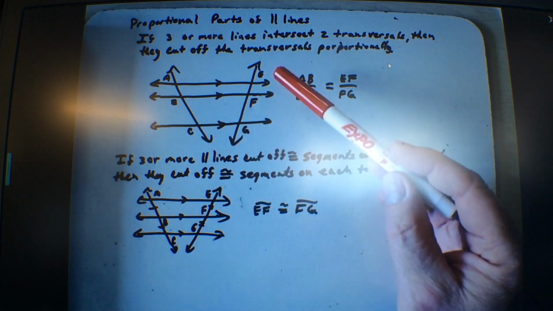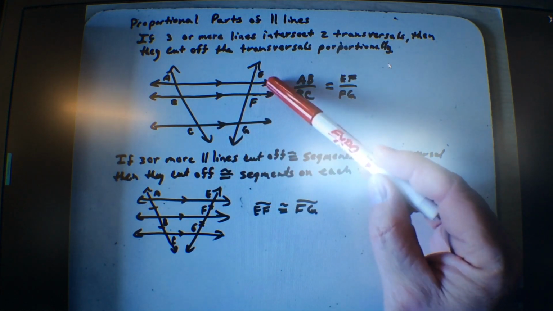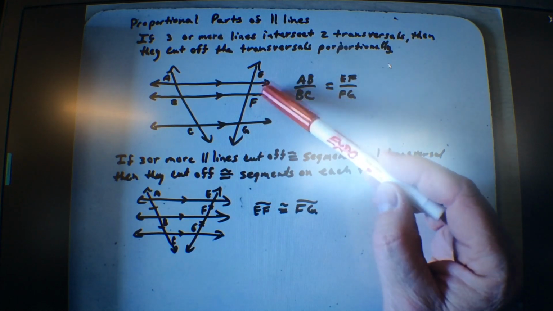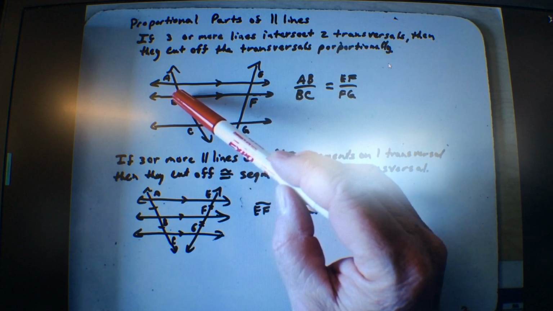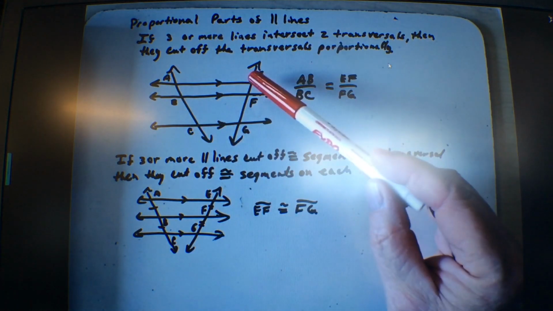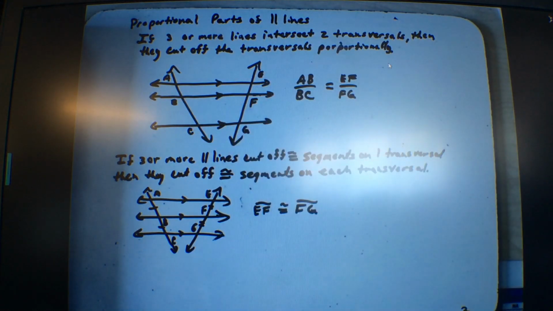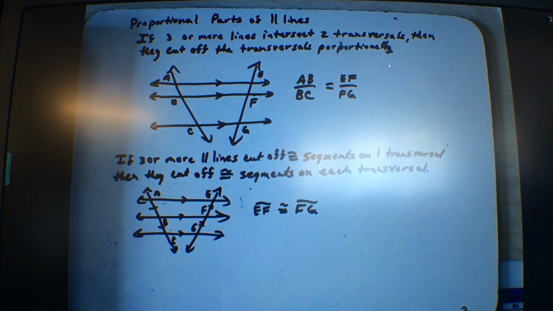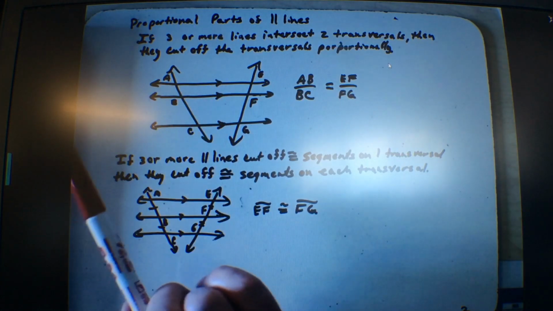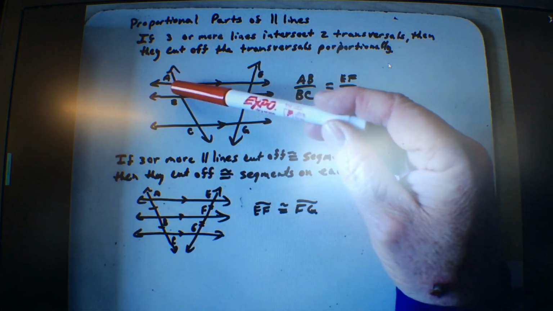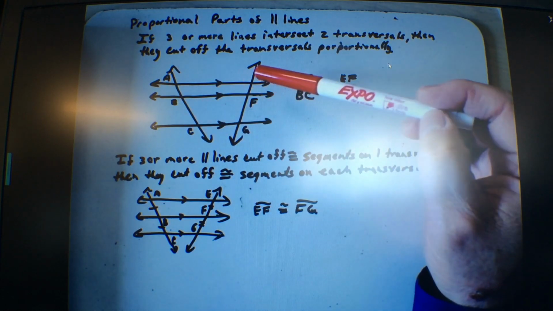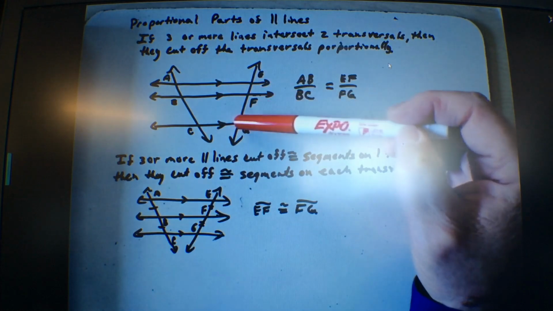Now, here are my three lines, and the distances between the lines are not the same. They could be, but they don't have to be. This point is A, this point is B, and this point is C. This point is E, F, and G. The three lines are parallel, which is marked. This corollary says that the length of AB to BC is equal to EF to FG.